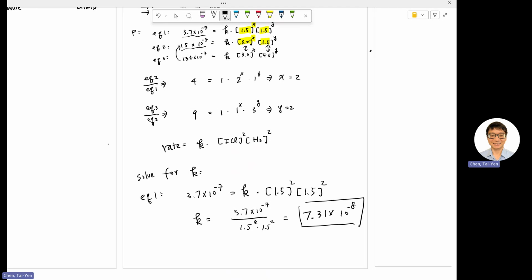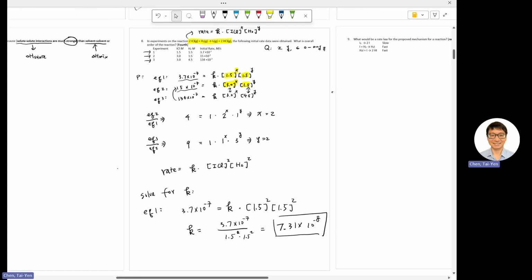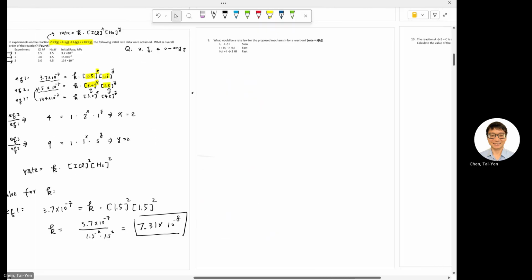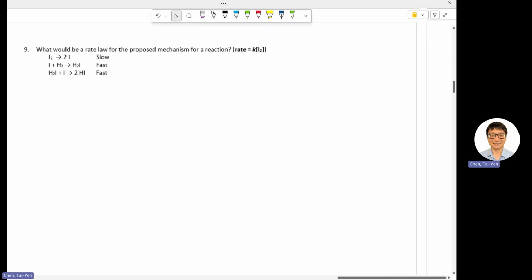This is a very standard type of question, and I believe you will have one in your midterms. So make sure you understand the logic, how you can get these orders for your reactants quickly. All right, any questions for this? If not, then let's go to question number 9.